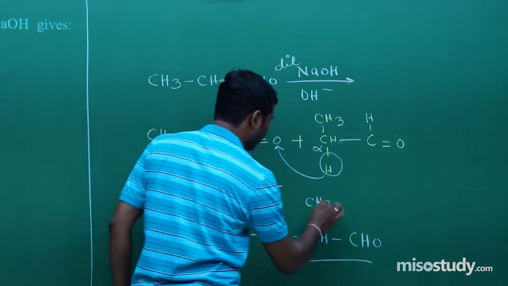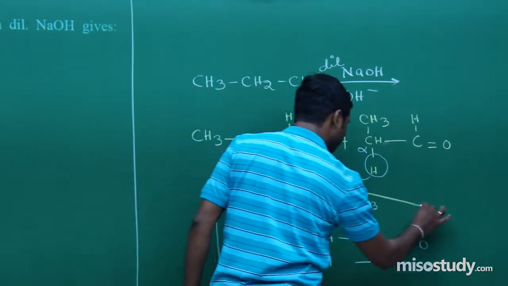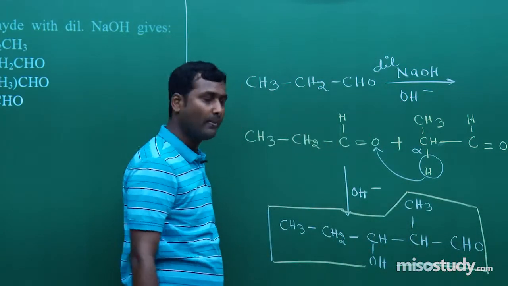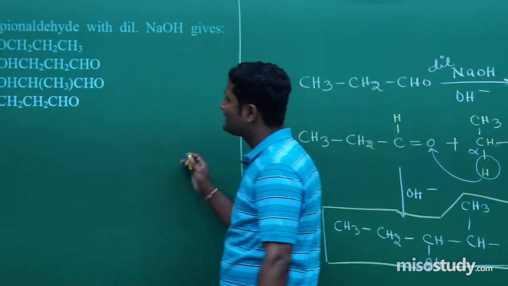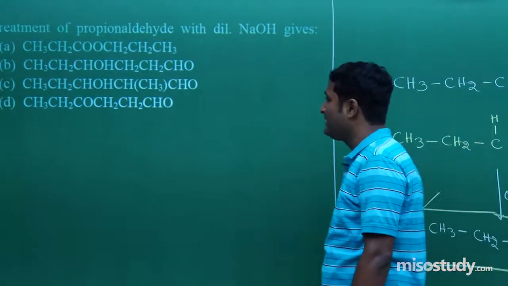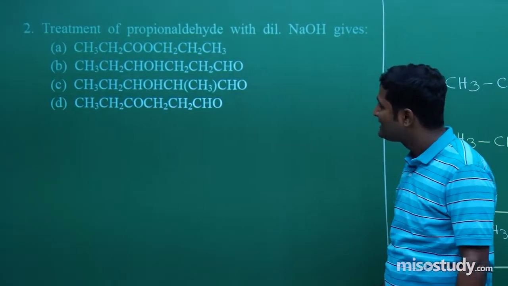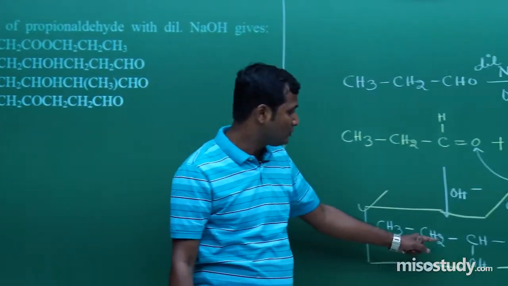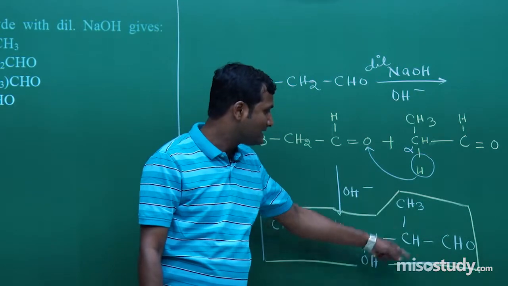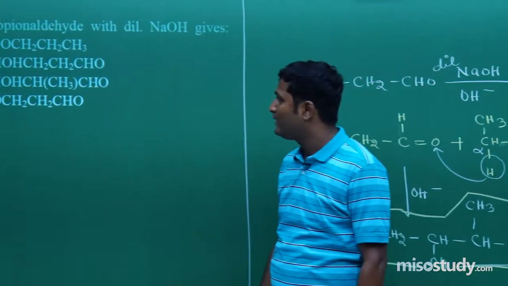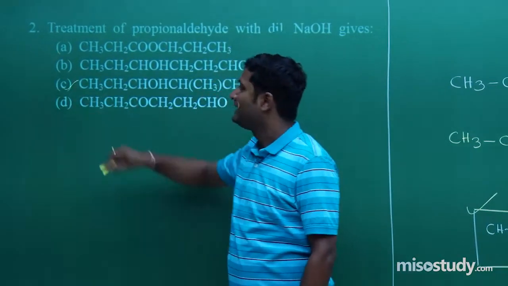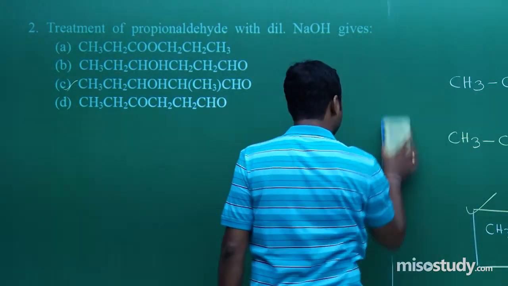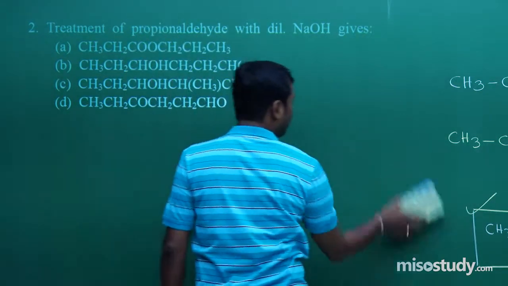Now check it out, which one is the correct option. This one and this one. Now look at CH3 CH2 CHOH CH CH3 CHO, again CH3 CH2 CHOH CH CH3 CHO. So we can say that for this question, C is the correct option. Now friend, I am going to rub this part and we'll discuss the next question. Wait for a moment.